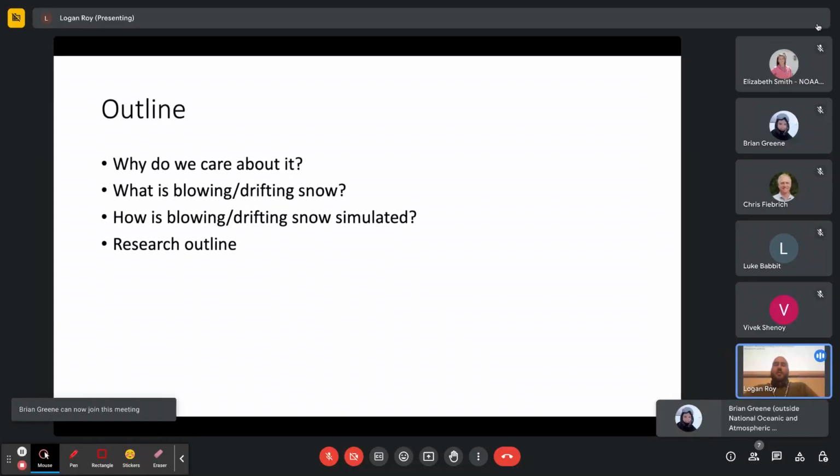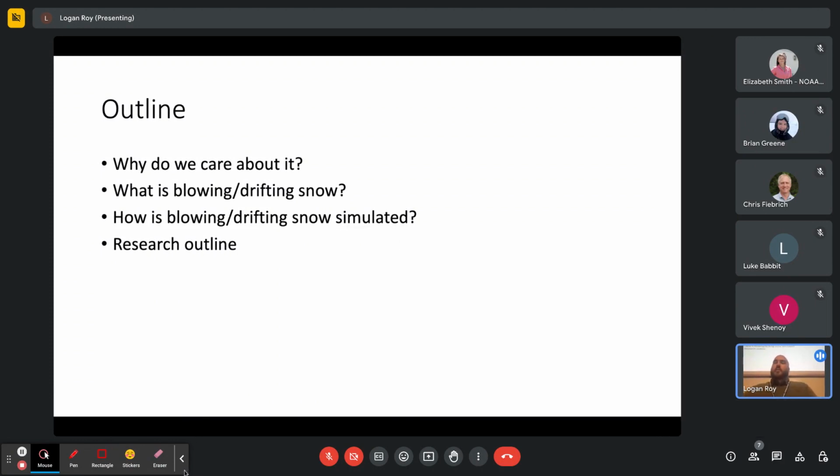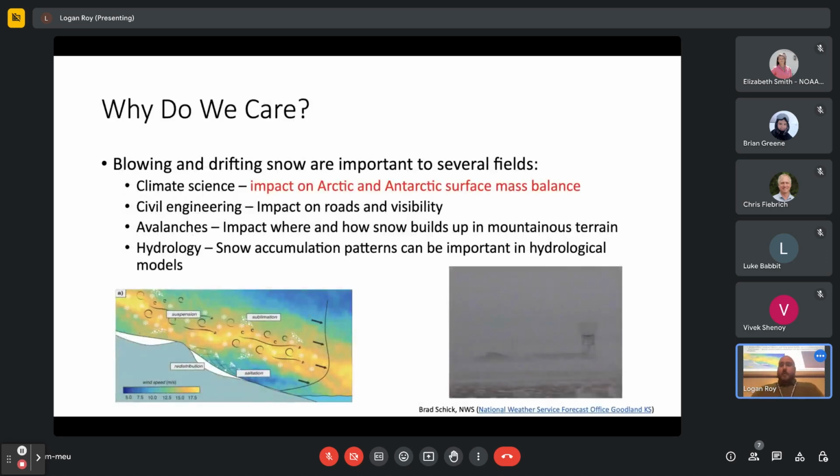Give some descriptions about processes involved with blowing and drifting snow. Move on to some high-level discussion about how similar different contexts are, and then finish with some of the detail that I wrote on with some of these things. Just starting with motivation, why do we tend to care about this kind of stuff?